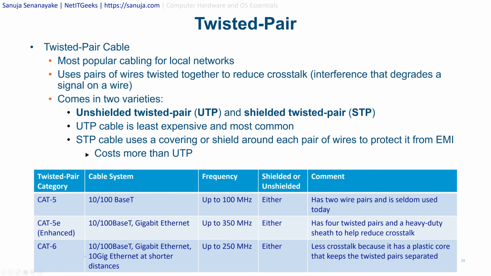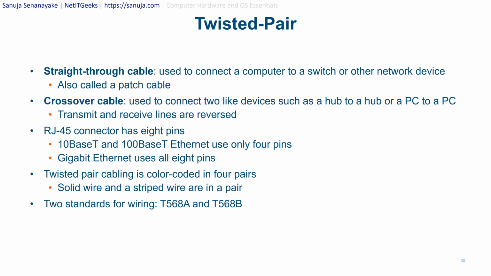So there are two types or two versions of twisted pair cables. They are the straight through cable and the crossover cable. The straight through cable is used to connect a computer to a switch or other network device. So these are typically known as patch panel cables or patch cables. The crossover cable is used to connect two like devices such as hub to hub or PC to PC, and transmit and receive lines are reversed, and therefore that's where the term crossover comes from.